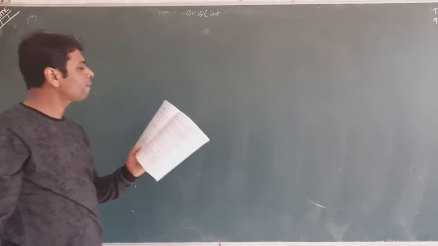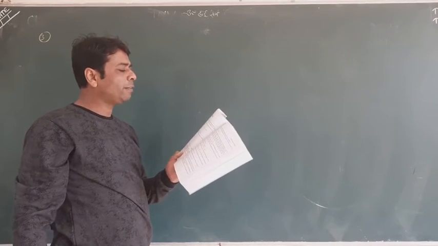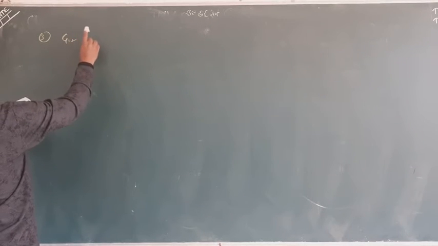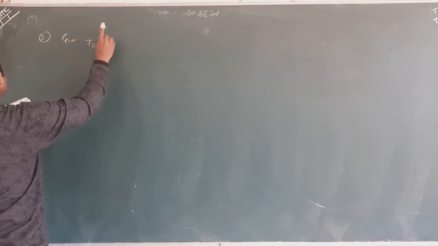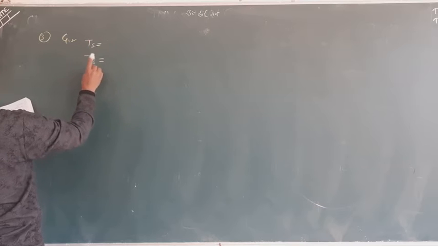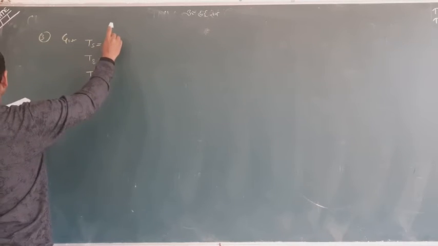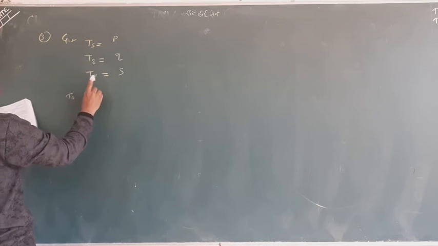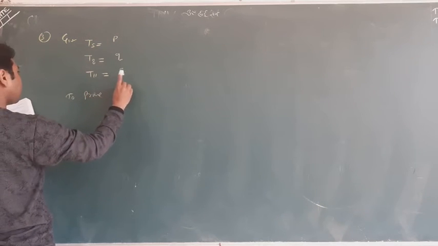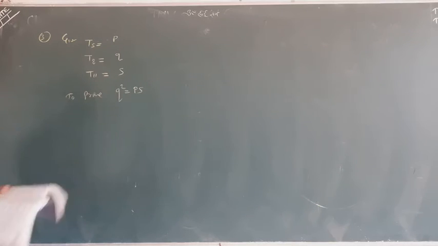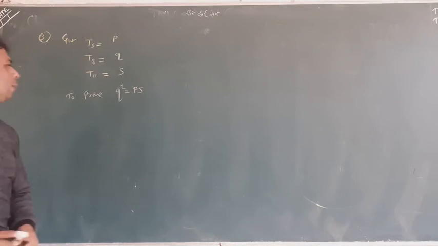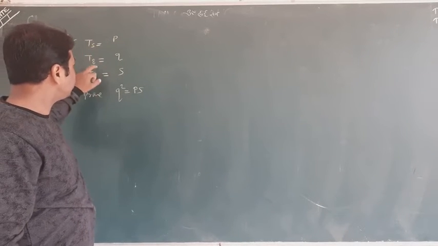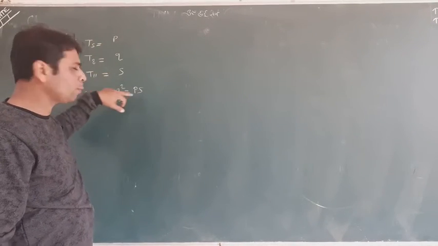Question three says the 5th, 8th and 11th terms of a GP are given as P, Q and S, and we have to prove Q square equals PS. It's a very simple question. Look at it, how can we go with this? We are given the 5th term, 8th term and 11th term, and we have to prove this one.